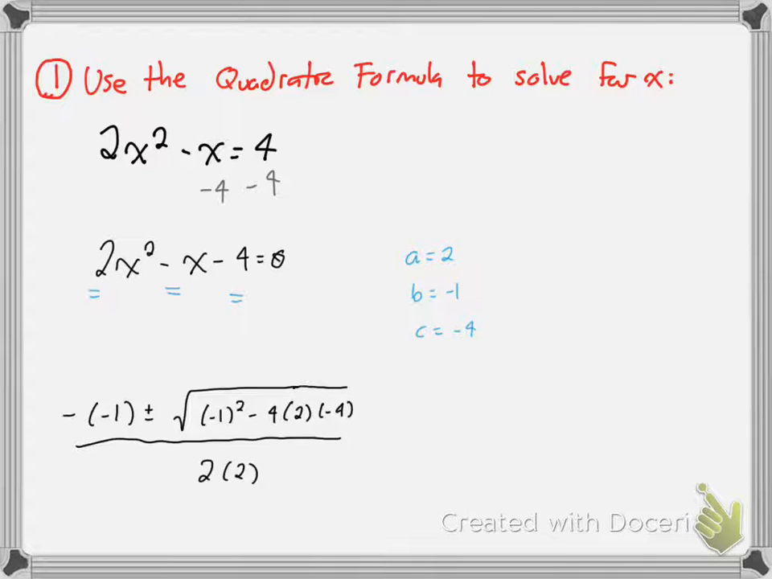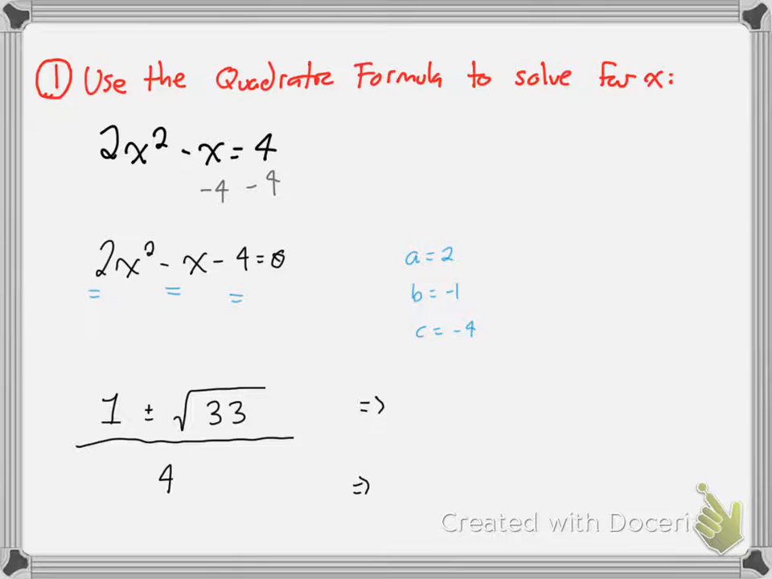When I plug everything in, now I'm going to go through and start to simplify things. So negative of negative 1 would turn into positive 1. I calculate everything under the square root by typing in negative 1 squared minus 4 times 2 times negative 4 in my calculator. I get 33. And then 2 times 2 would give me 4. Now everything's simplified down as much as I can have it. So I'm going to split this up. And my two solutions here are 1 plus the square root of 33 over 4 and 1 minus the square root of 33 over 4.